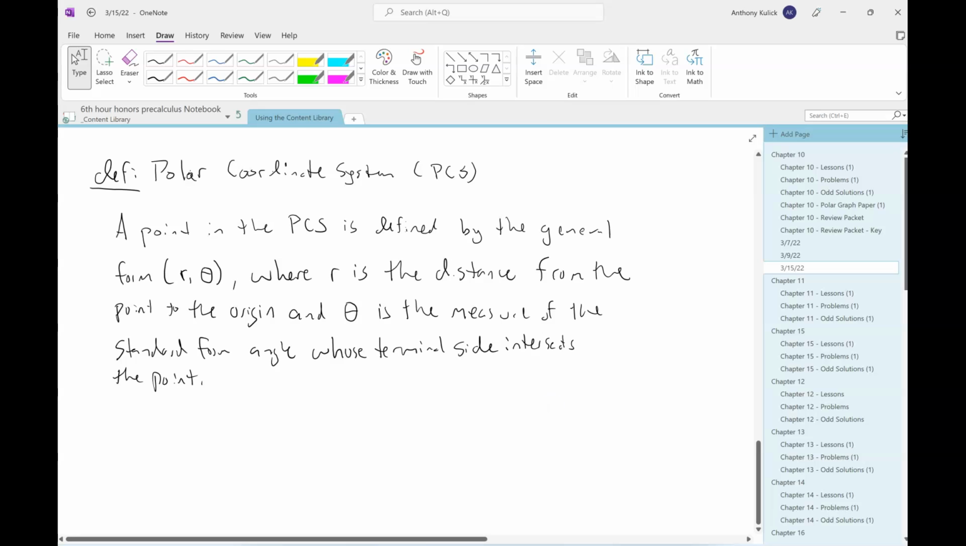Okay, so we say a point in the polar coordinate system is defined in general by r comma theta, where r is the distance from that point to the origin, and theta is the measure of the standard form angle whose terminal side intersects that point.